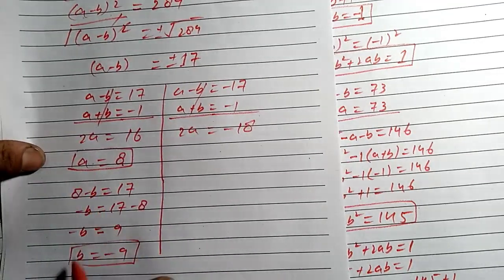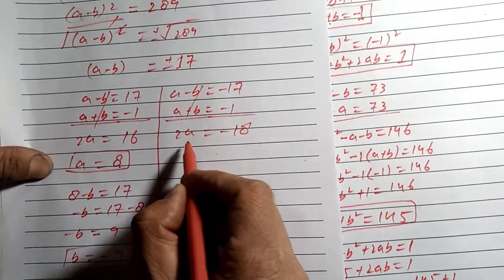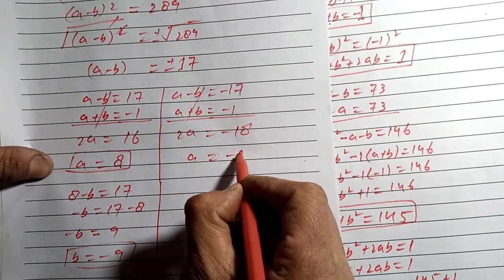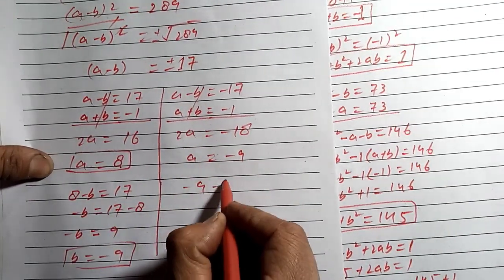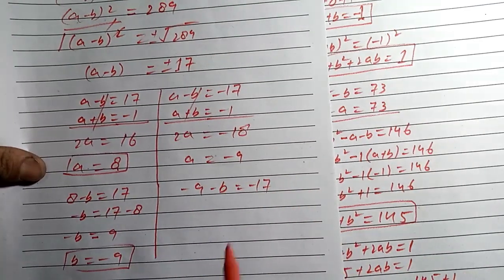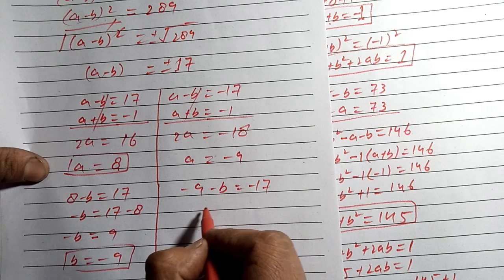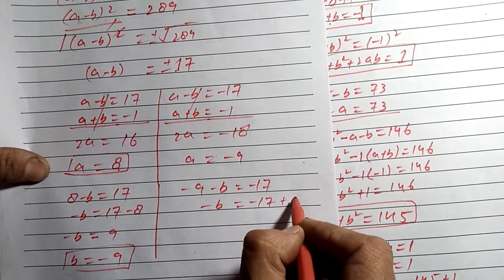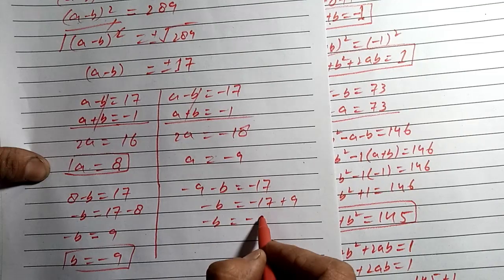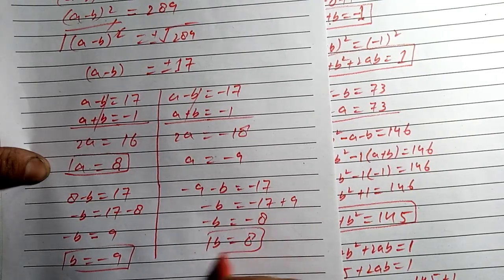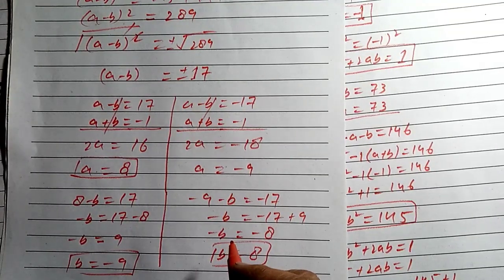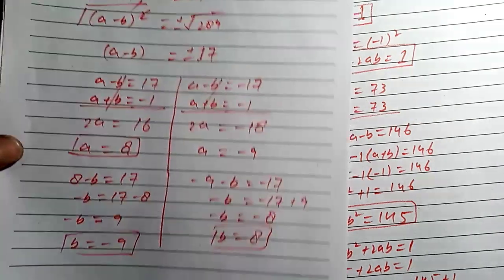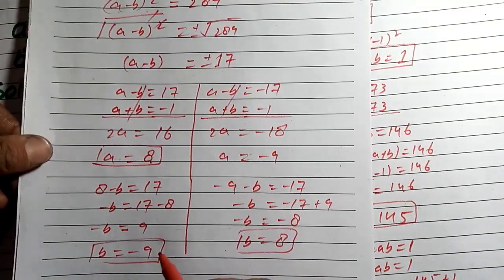So we get the value of a and b in this equation, and also this equation. If we divide by 2 on both sides, we can get a, which is equal to minus 9, and putting the value of a in this equation, we can get minus 9 minus b, which is equal to minus 17. If we add 9 on both sides, we can get minus b is equal to minus 17 plus 9. So minus b is equal to minus 8, and b is equal to 8. So we can get two values of a and two values of b.